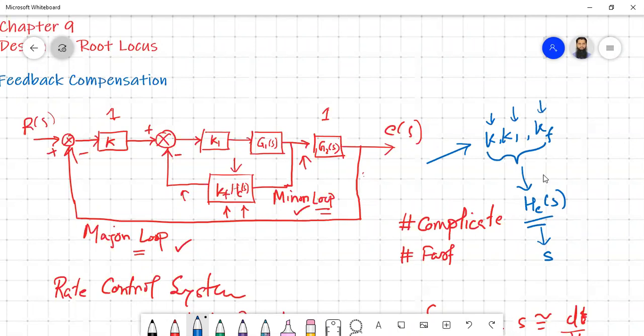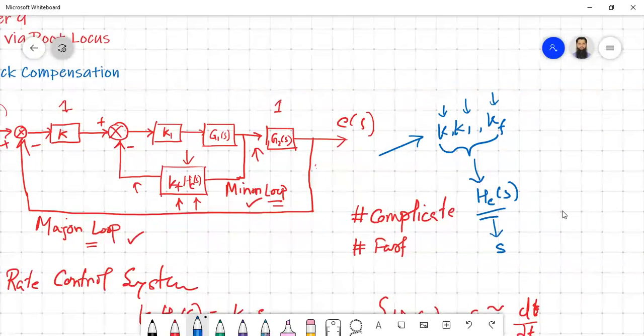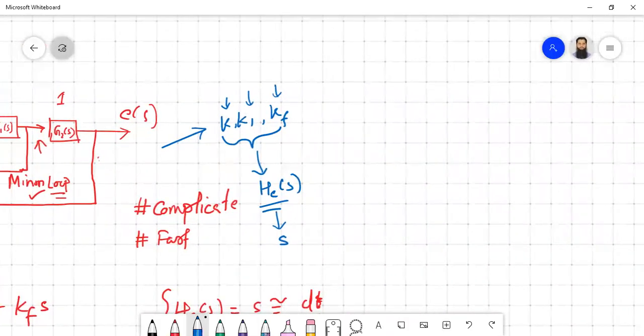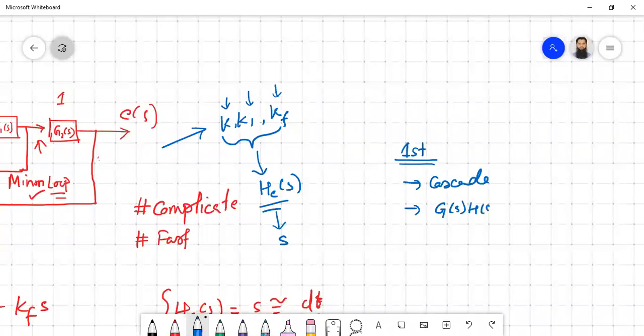And for going for your feedback control design, feedback compensation design, there are two approaches. The first approach is actually similar to the cascade compensation. So we have two approaches. Okay, so the first approach is similar to cascade. The way we actually do the cascade compensation is you have to figure out what is G of S, H of S.